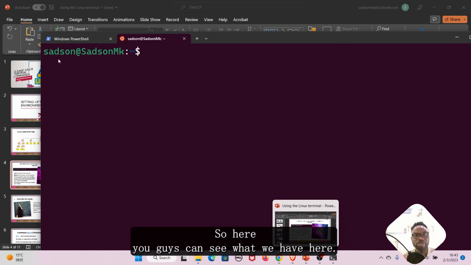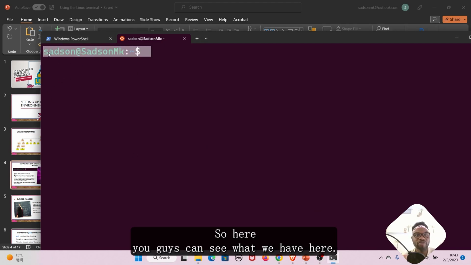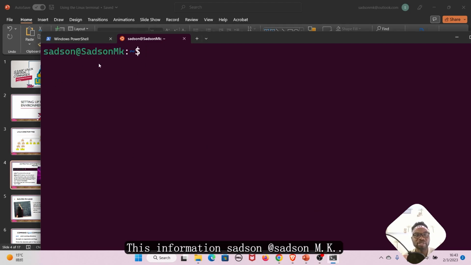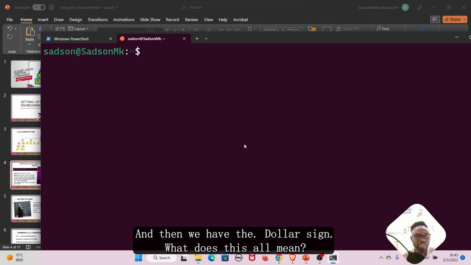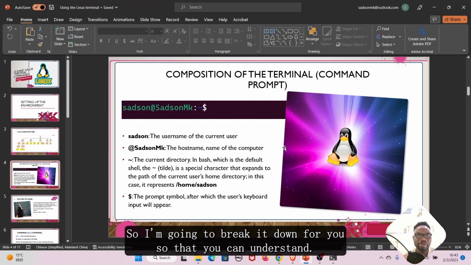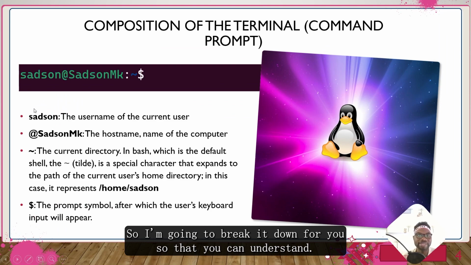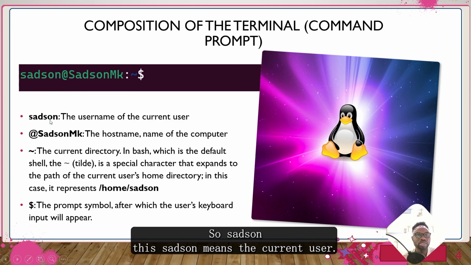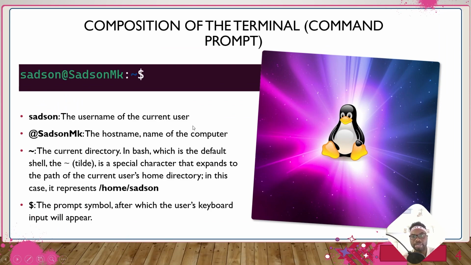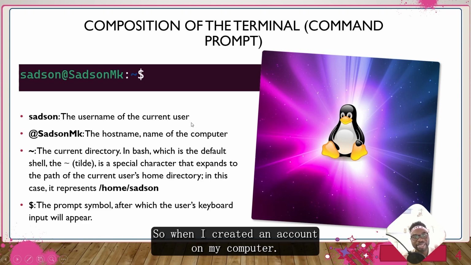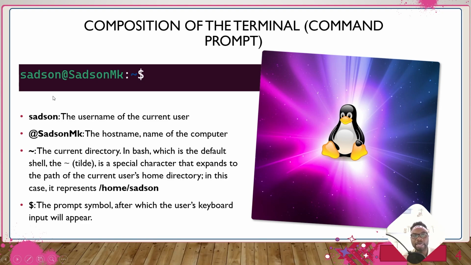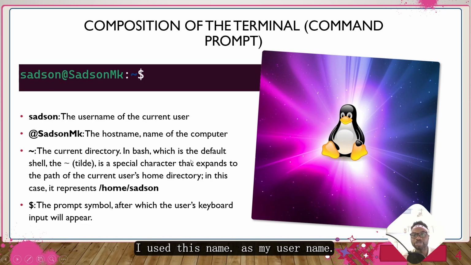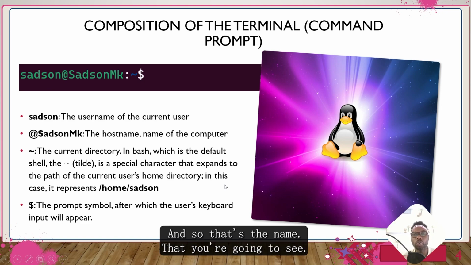All right, so here, you guys can see what we have here. This information, Martensson at Martensson MK, and then we have that tilde, and then we have the $ sign. What does this all mean? So I'm going to break it down for you so that you can understand. So Martensson means the current user. This is my username. So when I created an account on my computer, I used this name as my username, and so that's the name that you're going to see.